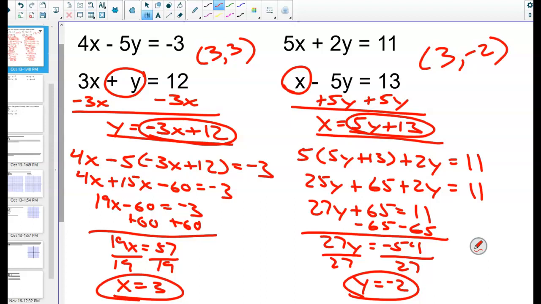5 times 3 is 15. 2 times negative 2 is negative 4. 15 and negative 4 is 11. Negative 5 times negative 2 is a positive 10. 3 and 10 is 13. I have to be right.